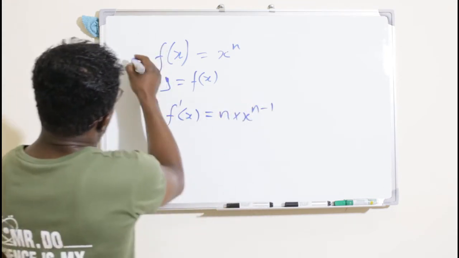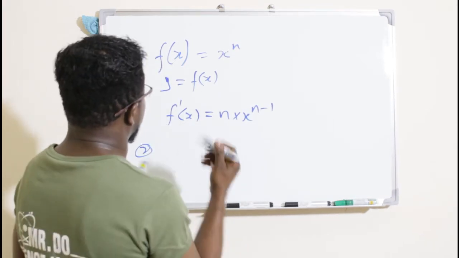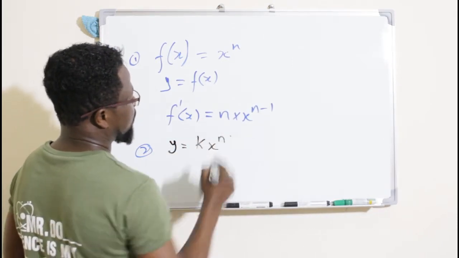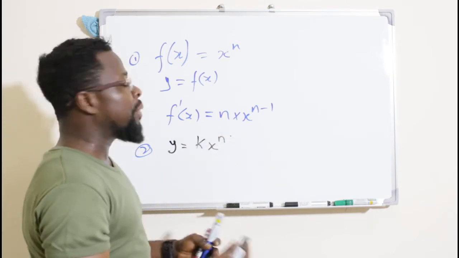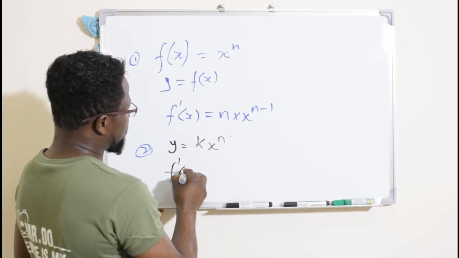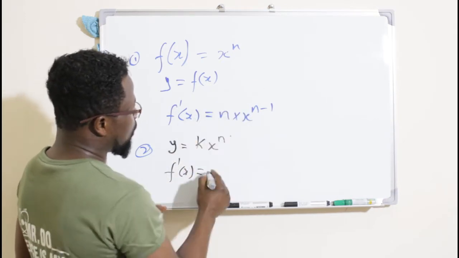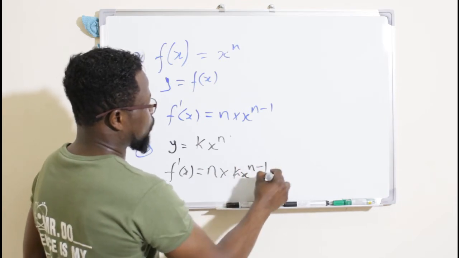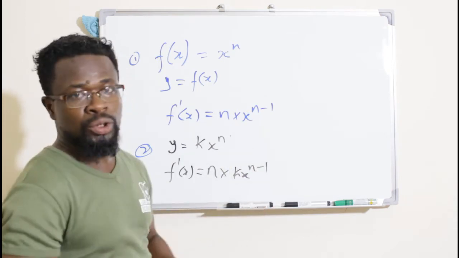If I look at this in another aspect, we can also have a function like this. Say I have y equals k x to the power n. What are we going to have? If I have anything of this form, we take the derivative as we have learned, the same thing we did here. It's going to be n multiplied by k x to the power n minus 1, and that becomes the rule that we are going to make use of.